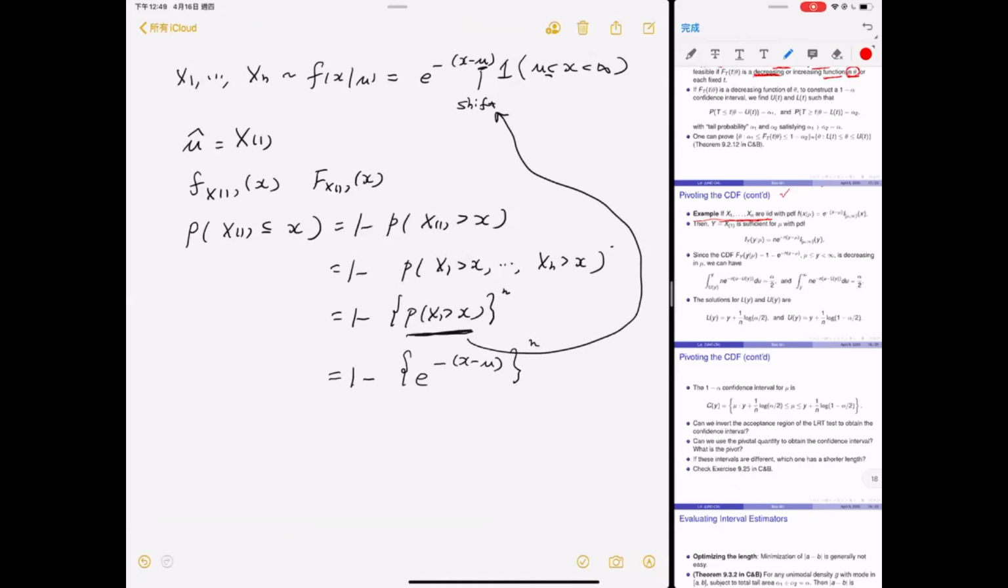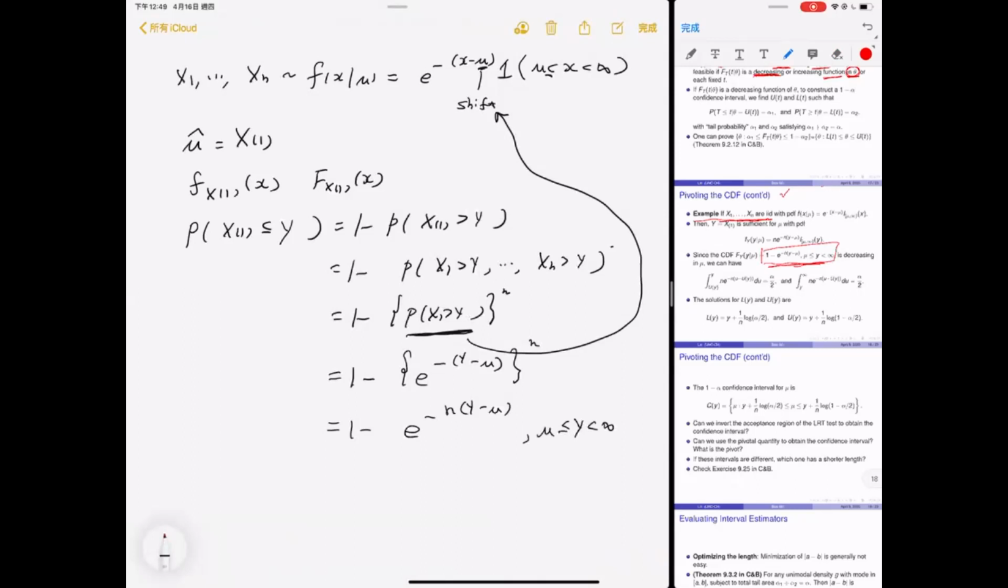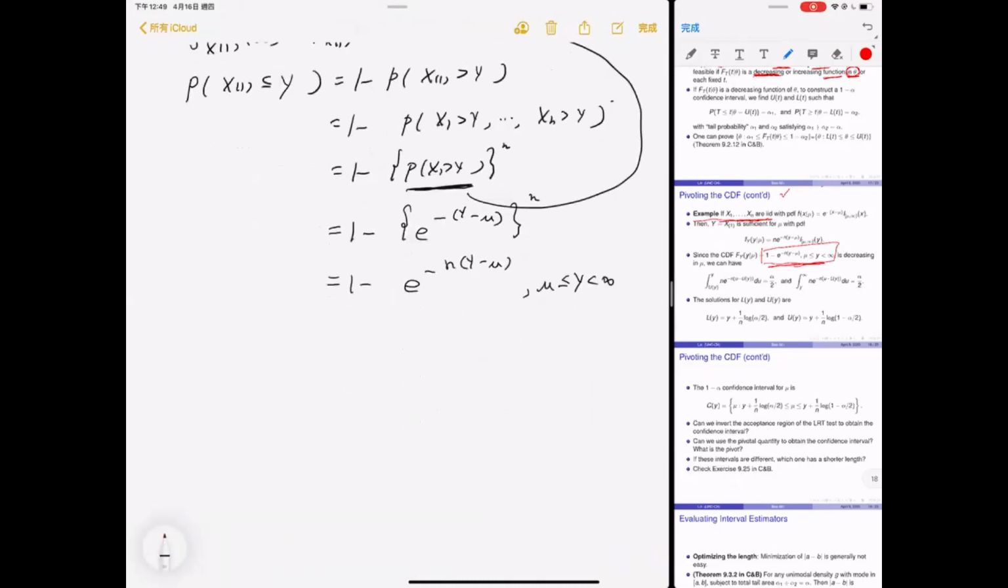And then, let me see. Yeah, it will become 1 minus exponential of minus n times (x minus mu). It's right here. They are using y, so let me use y so it's consistent with the final answer, okay? So y fits what you have here. Of course, y is still bigger than mu and smaller than infinity. Then you look at this, the CDF of X1, okay? Again, you will say that its CDF distribution is uniform 0, 1. So that means this is F of X1, a function of mu right here.